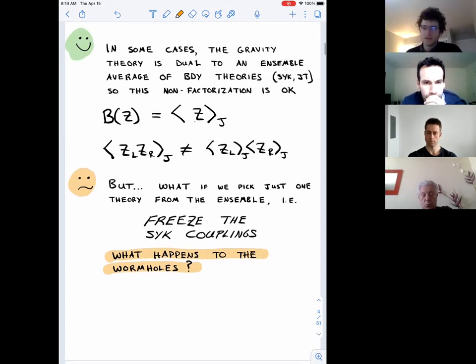So in other words, we can make the factorization problem occur again by freezing the couplings. Okay, so that's the setting. That's the problem that we're going to discuss.